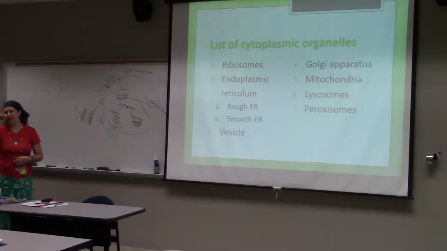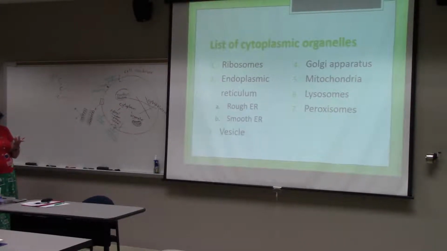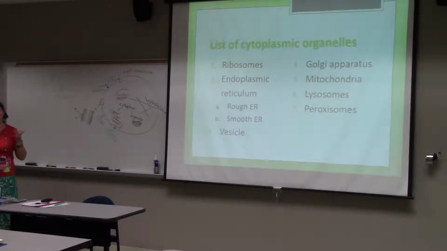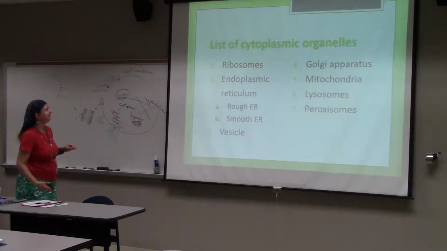Organelles in the cytoplasm. The nucleus is also considered an organelle, but it's not part of the cytoplasm, it's its own thing. This is the list: ribosomes, endoplasmic reticulum, which comes in rough and smooth, vesicles, Golgi apparatus, mitochondria, lysosomes, and peroxisomes. We'll look at the functions of each of them, so you don't have to worry about getting them all written down now.